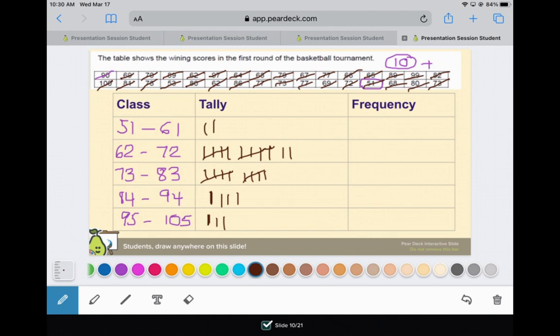And now for the frequency, the last column, what I do is based on the tally that I got. This is 2, so I put down 2. I count this one, there's 12. This one is 10, 4, and 3. So that will be my frequency table.